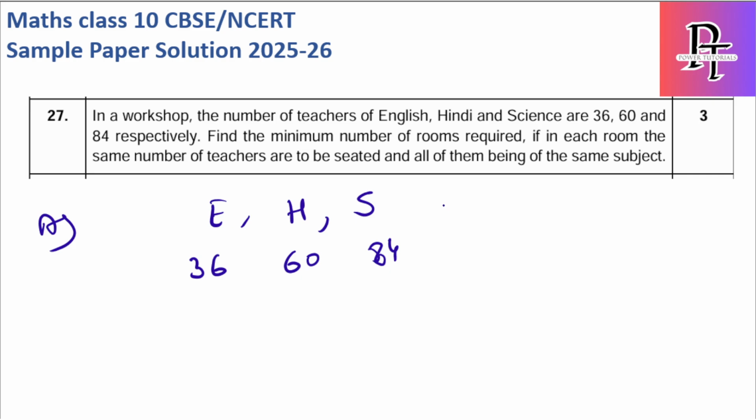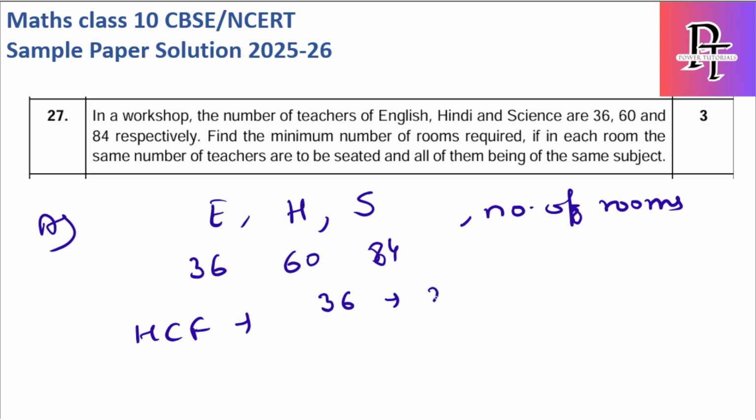Repeating the question again: in a workshop the number of teachers of English, Hindi and Science are 36, 60 and 84 respectively. Find the minimum number of rooms required, if in each room the same number of teachers are to be seated and all of them should be of the same subject. For this type of question, minimum number, always go for HCF first. To find HCF I will use the prime factorization method.